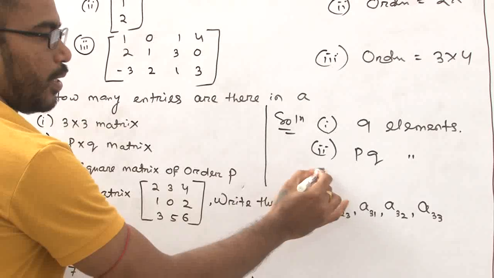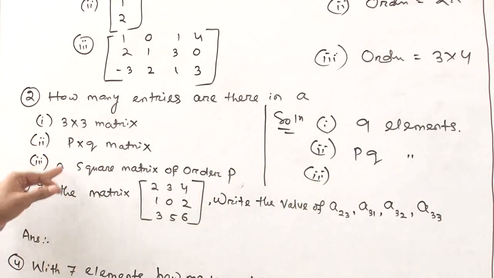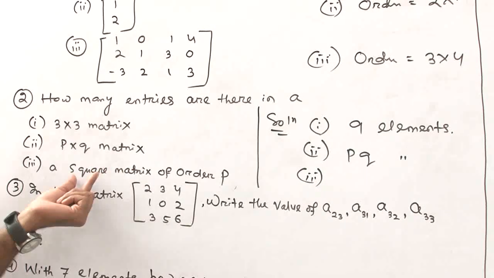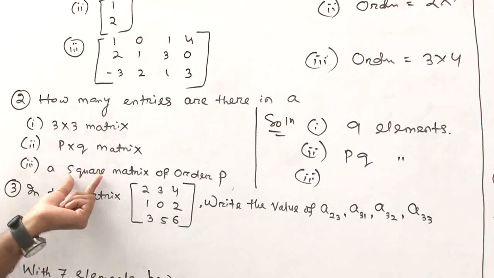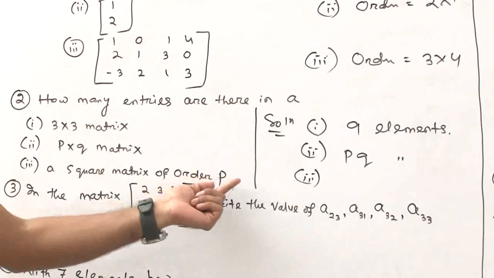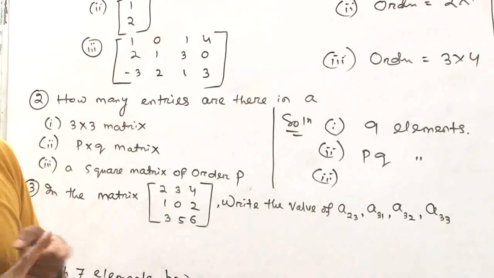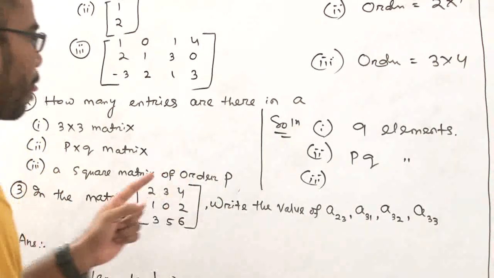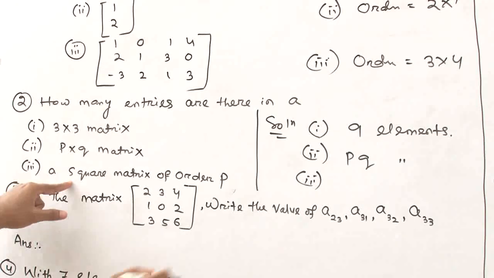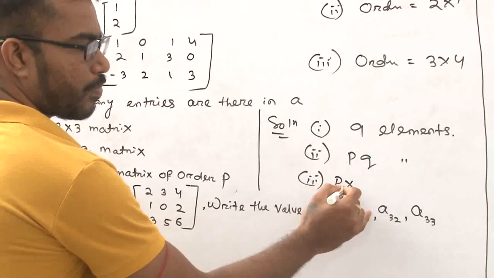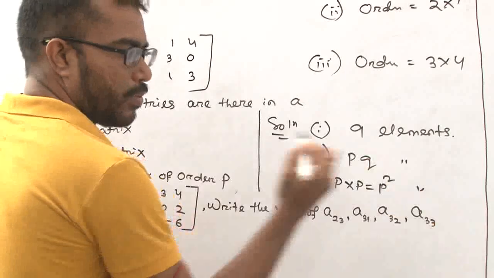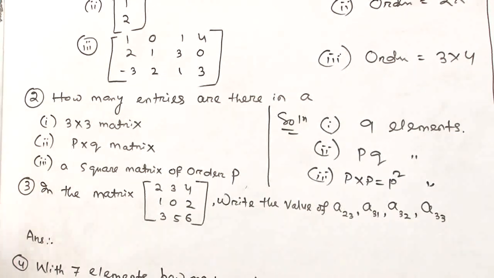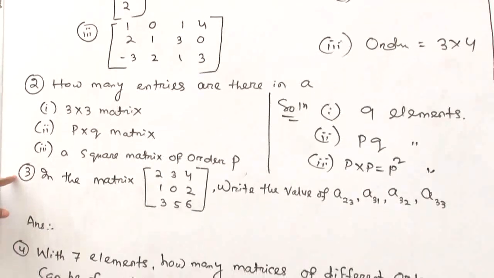Similarly, the solution of the third one, a square matrix of order P. So here the matrix is a square matrix, meaning rows and columns are the same. So order P means the number of rows is P and the number of columns is also P. So the number of elements is P into P, that is P square elements. So here is the solution of question number 2. Now proceed to question number 3.